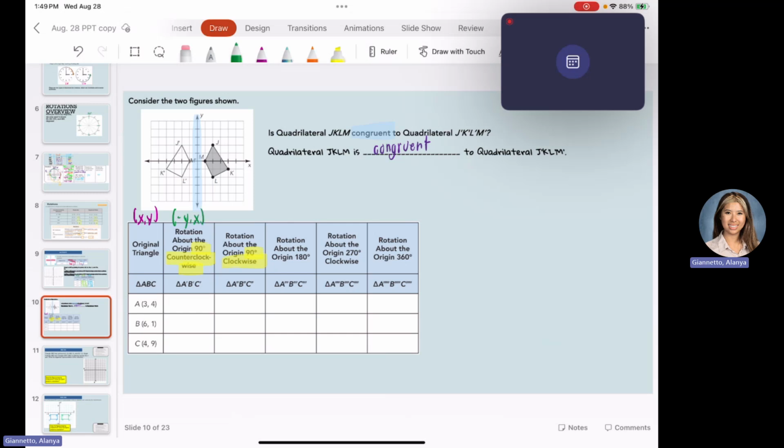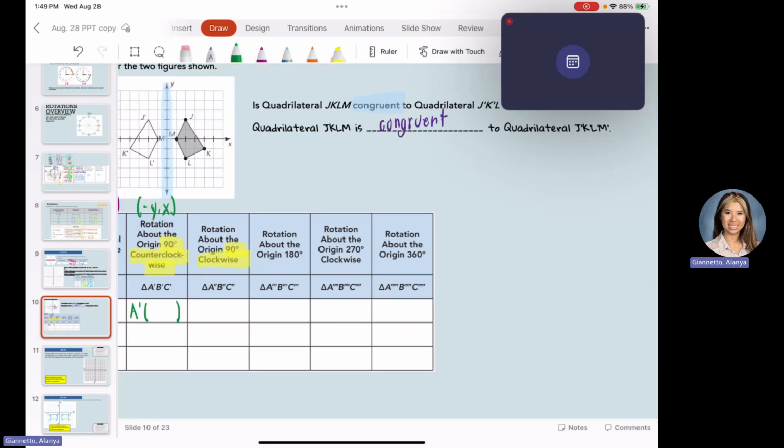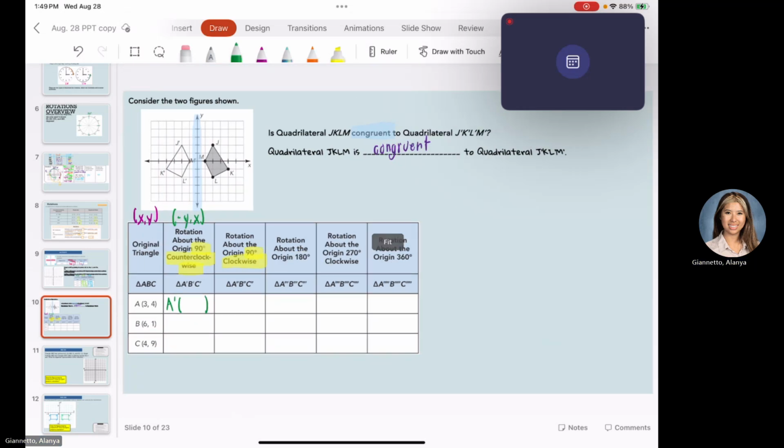Okay, so if we know that is the rule, then for A prime, I know I have to write my y value first, right? And that's 4. But now I know that it's going to be negative 4. And then the x is positive 3. Then for B prime, again, we're putting a negative, but our y value is 1. And then we're keeping our x value of 6. For C prime, we're putting negative 9, comma, positive 4.